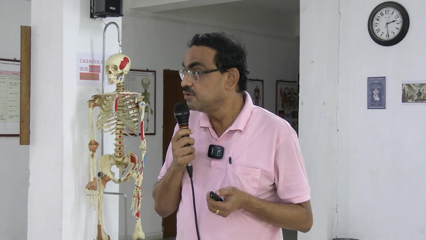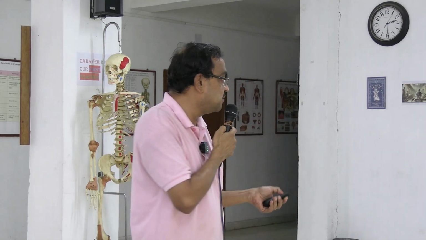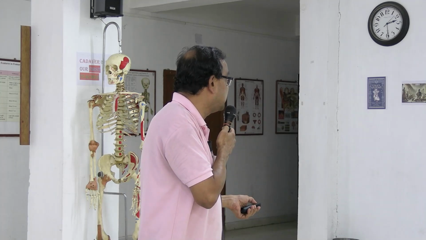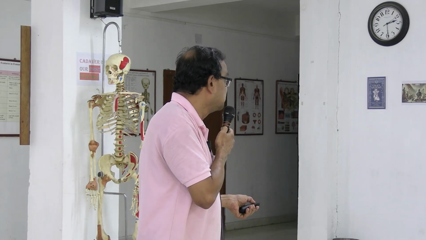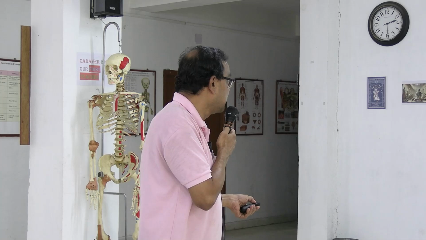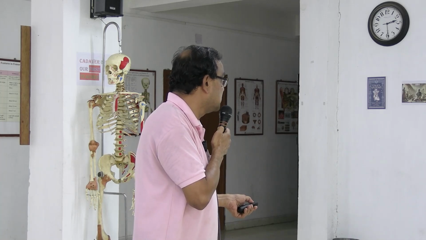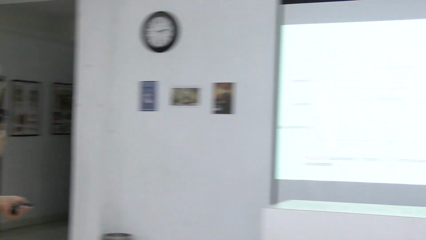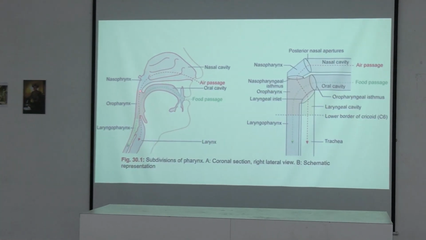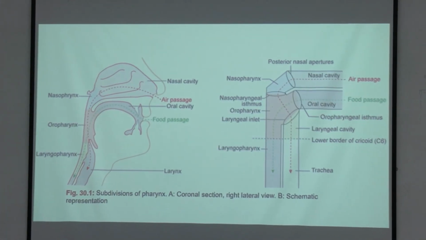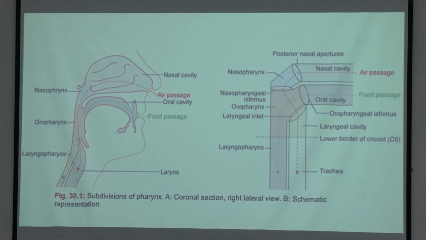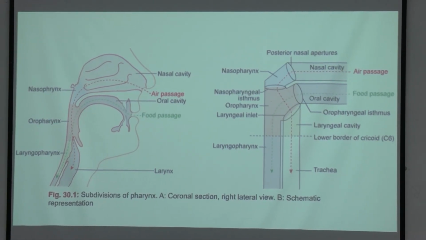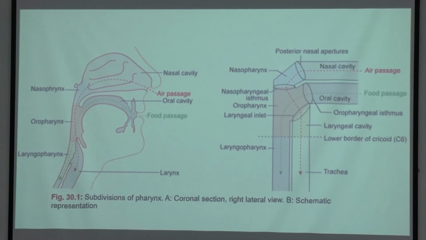No. So that is prevented by one mechanism: the soft palate becomes straight and goes backward. There is also a muscle, the pharyngeal muscle, which forms a ridge, and this area gets blocked. That is called the nasopharyngeal isthmus.